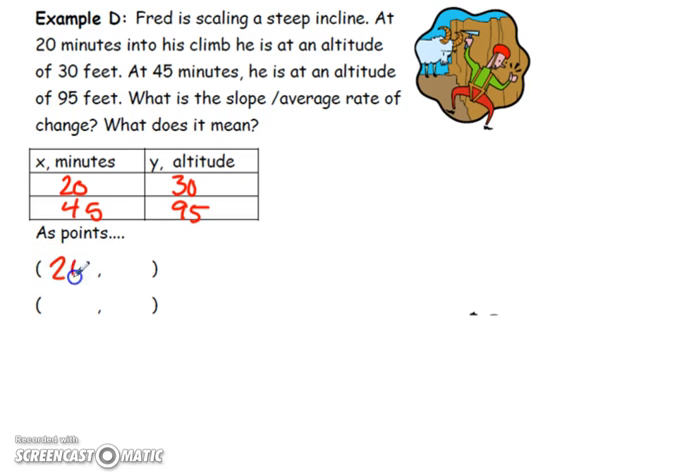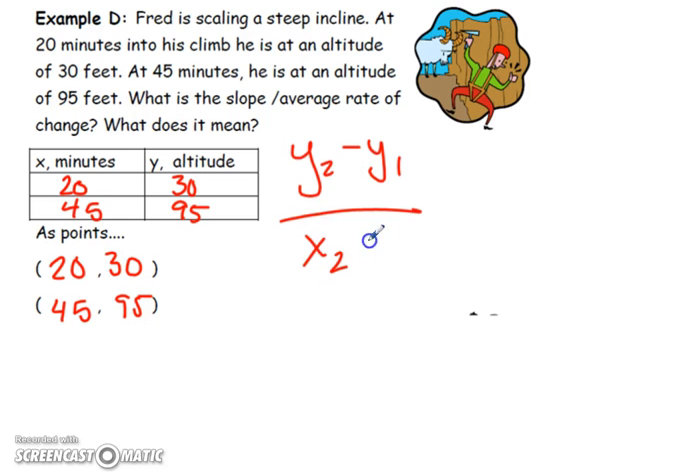So all I'm going to do is transfer my points into coordinate points, and then follow the slope formula. Remember the slope formula, y2 minus y1 over x2 minus x1. And why don't you take a time, pause the video and try this out on your own. See if you can get the right answer.